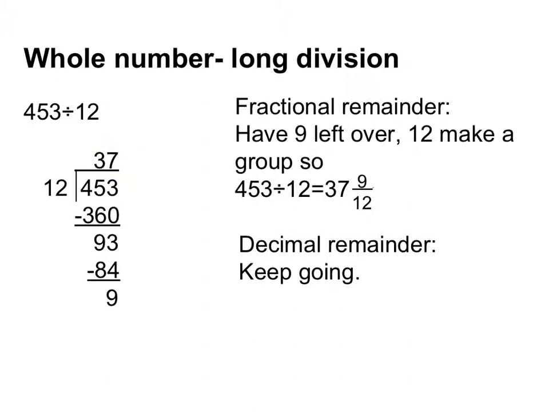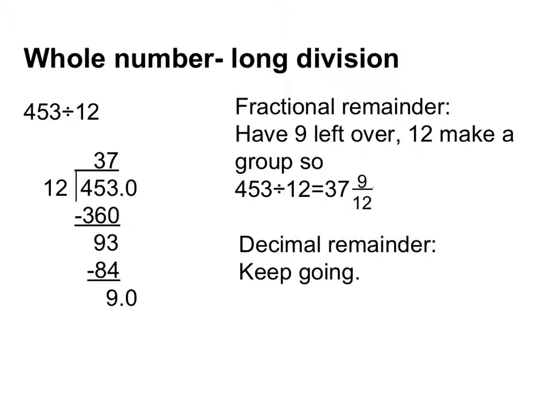Or I can do a decimal remainder. To do a decimal remainder, you're going to keep going. What I mean by that is you're just going to keep doing long division. You need to make sure that you put the decimal place where it needs to go, and then every digit after that is 0. So 453 is exactly the same as 453 and 0 tenths and 0 hundredths and 0 thousandths. So I can put any zeros I want.